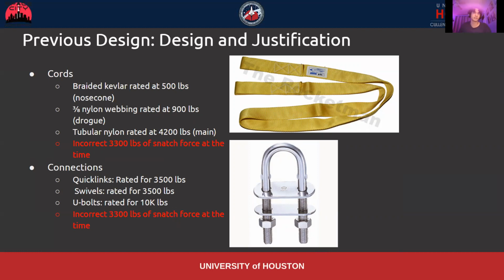And then for the connections, you can see some quick links rated for 3,500 pounds. Same thing for the swivel. It's a U-bolt rated for 10,000 pounds, which, by the way, thank you, Frankie, for buying that U-bolt. We're still going to use it. And the most important thing about this design was that the snatch force was really, really wrong. And I would say it was not optimized at all, or it was not as optimized as we could have done.